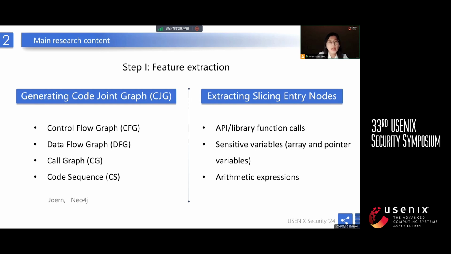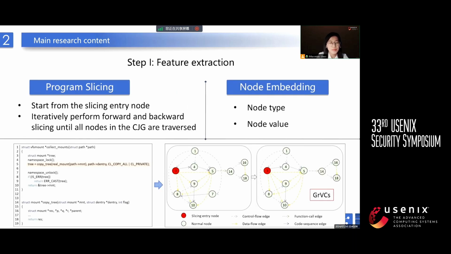Through analysis of many vulnerable codes, we observe that the majority of vulnerabilities are related to API, library function calls, array and pointer variables, and arithmetic expressions. Thus, we select slice entry nodes by matching these three types of characteristics. After selecting the slice entry nodes, we extract a GIVCS from the CJG.